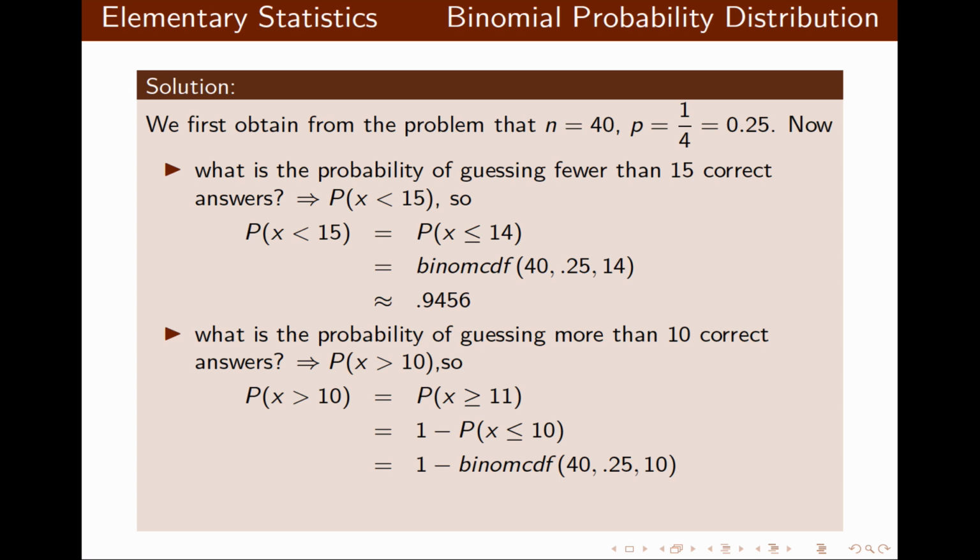Using the TI, we get 1 minus binomial CDF with n, p, and x. And the final answer here is 0.4161.